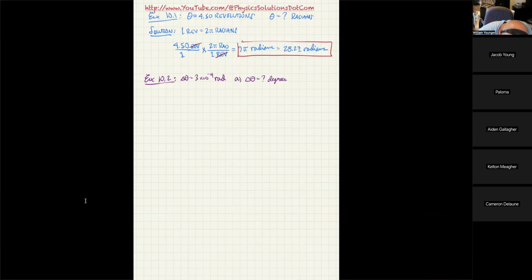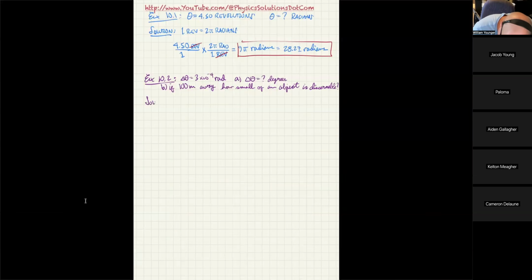And then B, if 100 meters away, how small of an object is discernible? Okay, so that's what they're asking here.